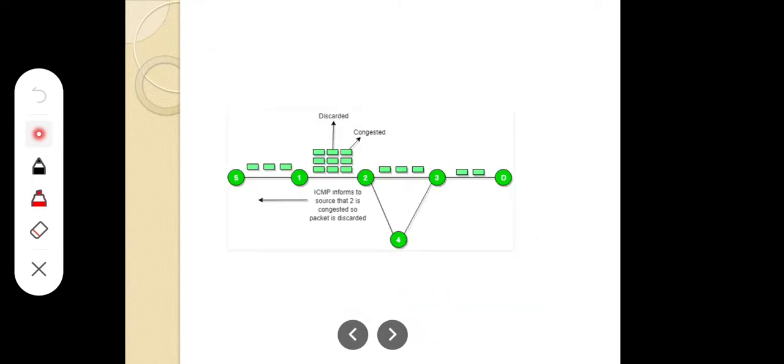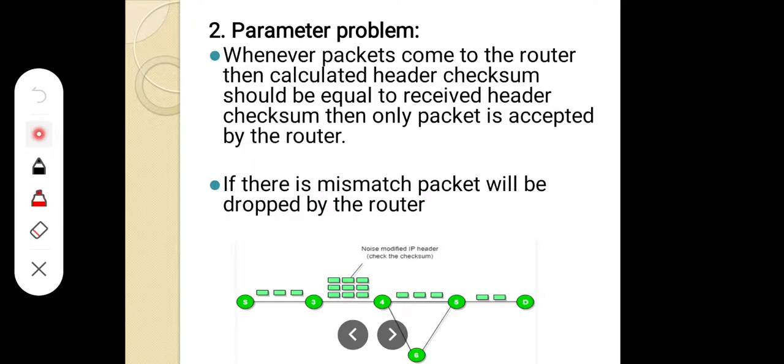You can explain it using this figure. Now, parameter problem. When a packet comes to the router, the calculated header checksum should be equal to the received header checksum. As I said, the IP packet will have two parts.